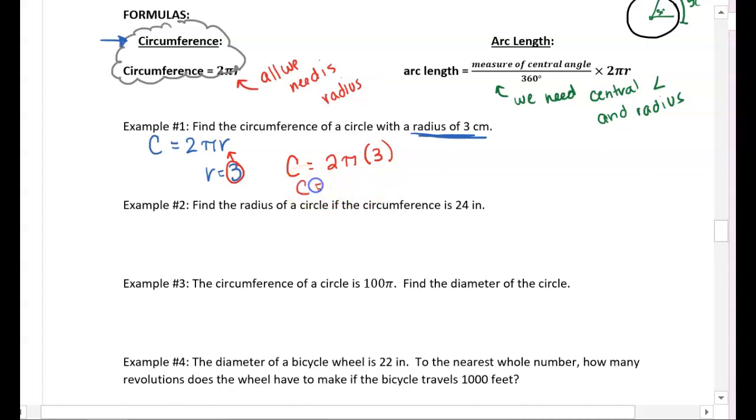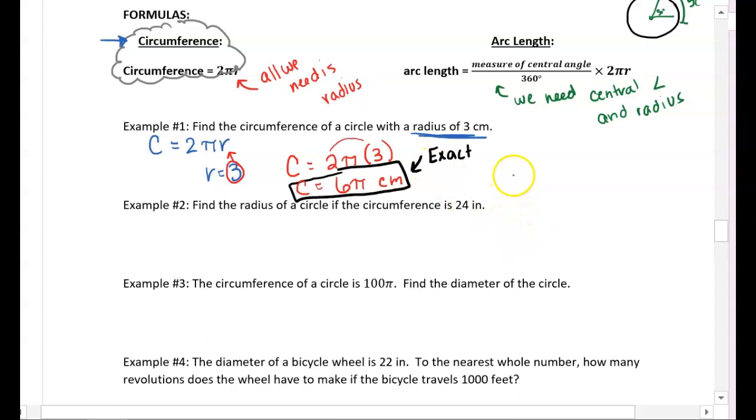Now, I know it's kind of awkward, but you can think of pi kind of like an x. We can go ahead and multiply these two to be 6 pi. And we are in centimeters. So, rule of thumb, if Big Ideas says exact, this is the answer it wants. It wants pi in the answer if it says exact.